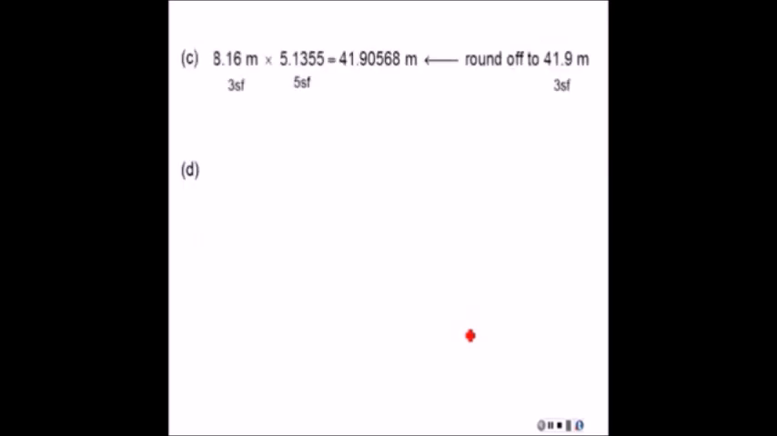And this is the next one. Here we're multiplying. So we have 3 significant figures here. We have 5 here. So our answer must be rounded off to 3. Now we count the entire number when we're multiplying, not just to the right of the decimal point. And that's why we get that answer.